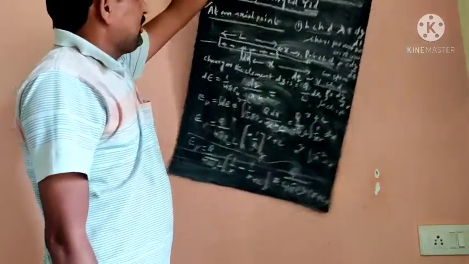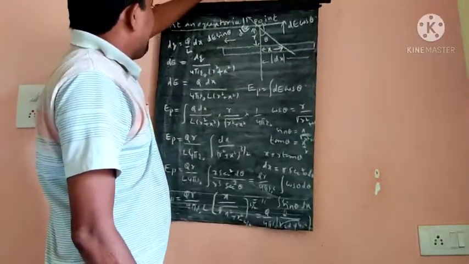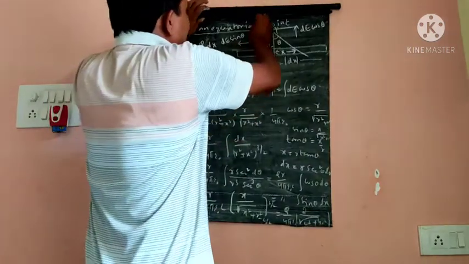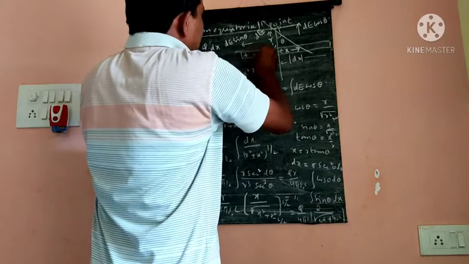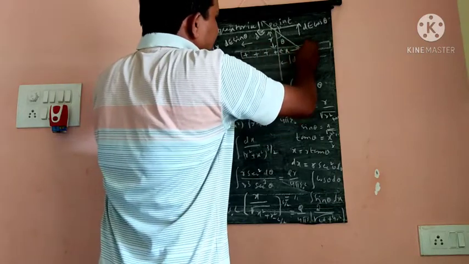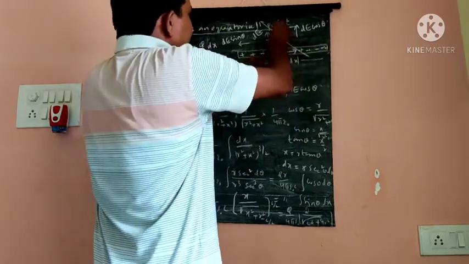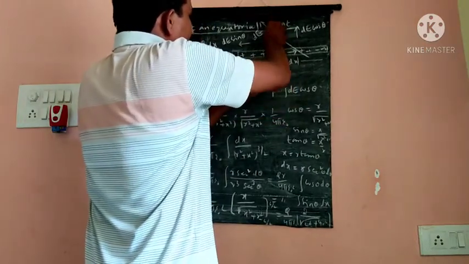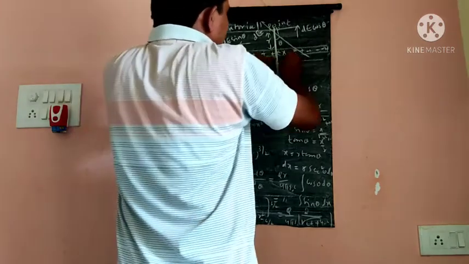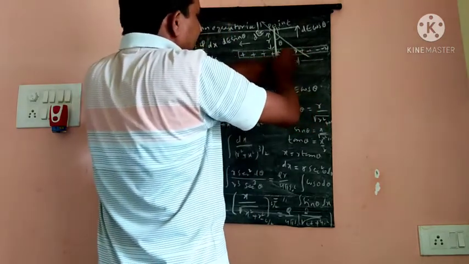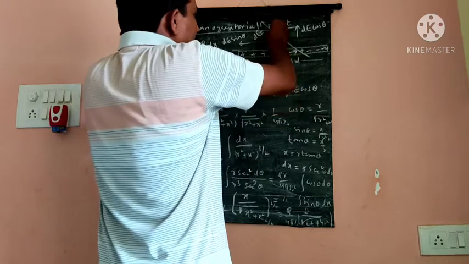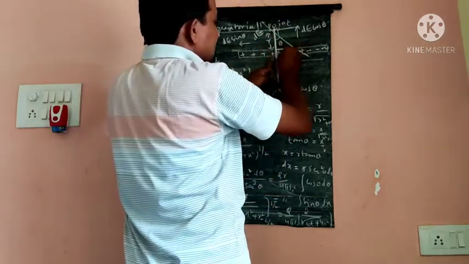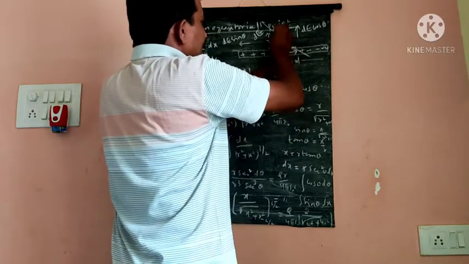So now take an equatorial point. Let us consider the length of the rod is L. So this is an equatorial point, that is a perpendicular point. This is a small element dx. The point P is located at a distance r. Here the distance is x, taking angle theta.